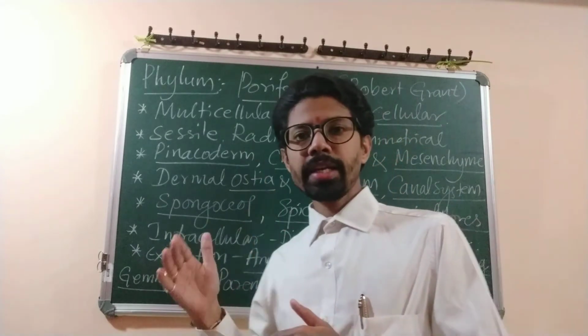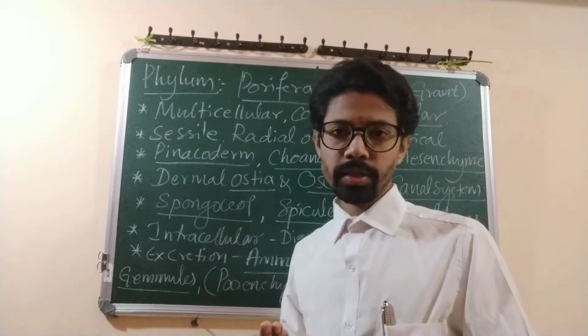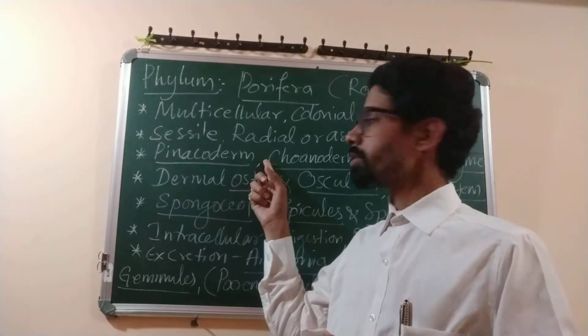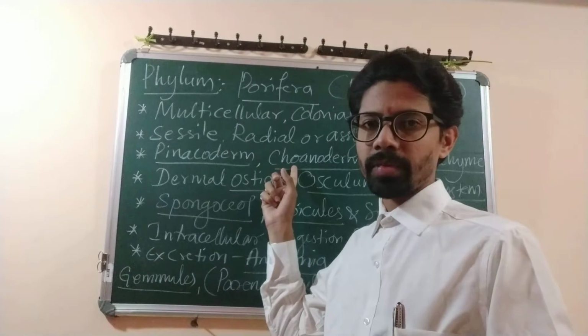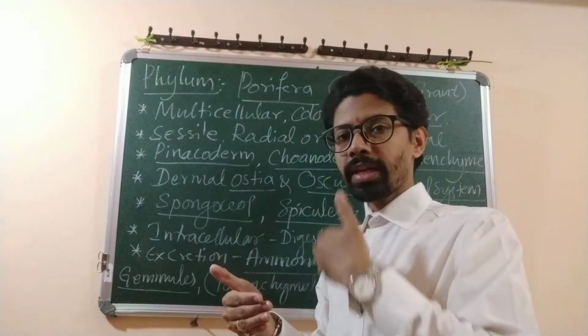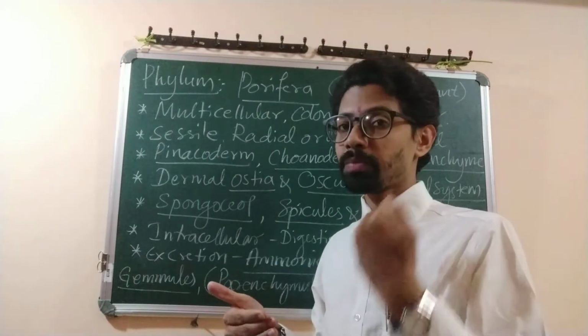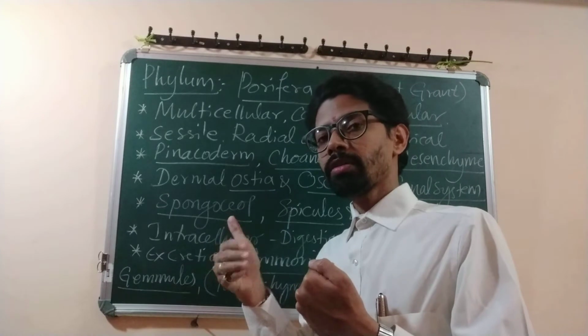The innermost lining is having flagellated cells. They are commonly called as collar cells or scientifically termed as choanocytes. Right? Choanocytes are the inner lining of cells. Outer lining of the cells is called as pinacocytes and the layer is called as pinacoderm. The inner layer is called as choanoderm.